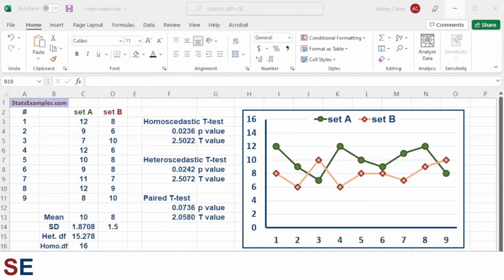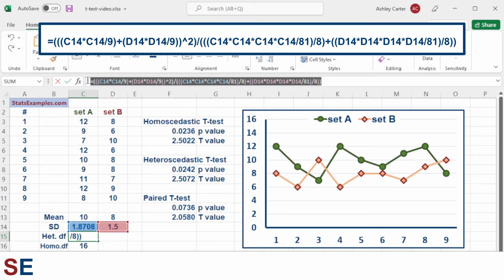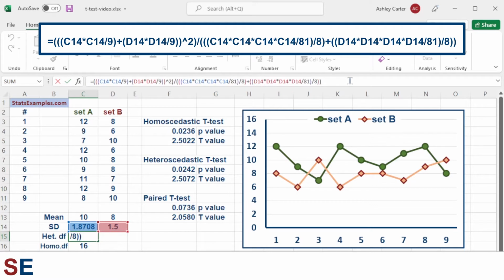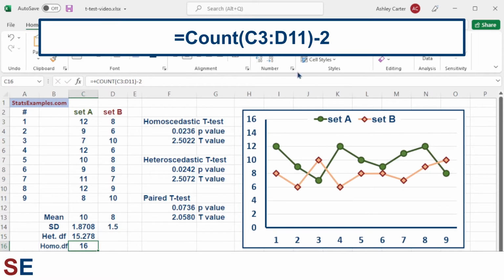We do need to calculate two other values before we proceed. These are the degrees of freedom values that we'll use for our tests. The first equation is for the heteroskedastic test, and there's a very long equation that we won't go into the details of here, but you can watch the other video on this channel about the introduction to the t-test technique to learn about where this comes from. In any case, you can see this equation here uses a bunch of the other values to get a degrees of freedom value. For the homoscedastic test, it's much easier. It's just the total number of data values minus 2, and we use the count function to tell us how many values are in the region that we have selected.